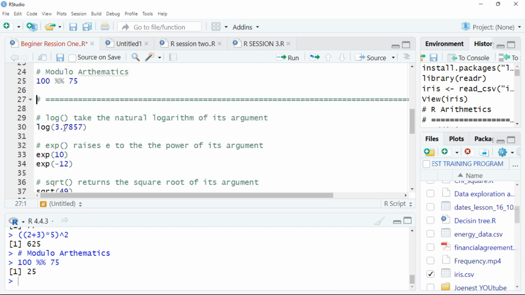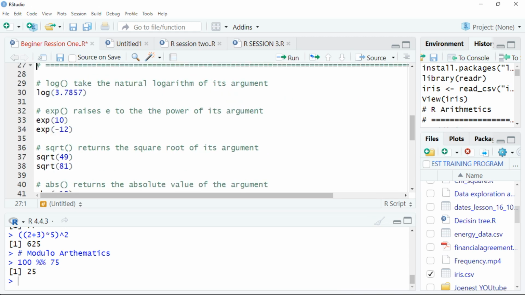And then next on our list is how we can use the natural log, how we can use the exponential function, and how we can use the square root in R. For one to be able to use the natural log, one has to just write log and in brackets the number that you want to find the natural log of, right? So here we have 3.7857. That's the number that we want to find the natural log of. So once you put it inside this, then run, you are going to get our answer as what?